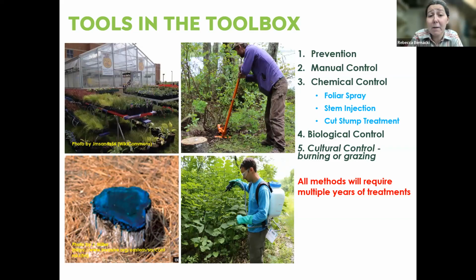I'm going to touch very, very briefly on a biological control for one of the species we're covering today. And I will note that there are also cultural controls, which can include burning or grazing of invasive species. What's really, really important to note here is that no matter what method you undertake, all methods will require multiple years of treatment. Invasive species management is never a one and done. You're always going to go back year after year and monitor that site and manage any reemerging species.